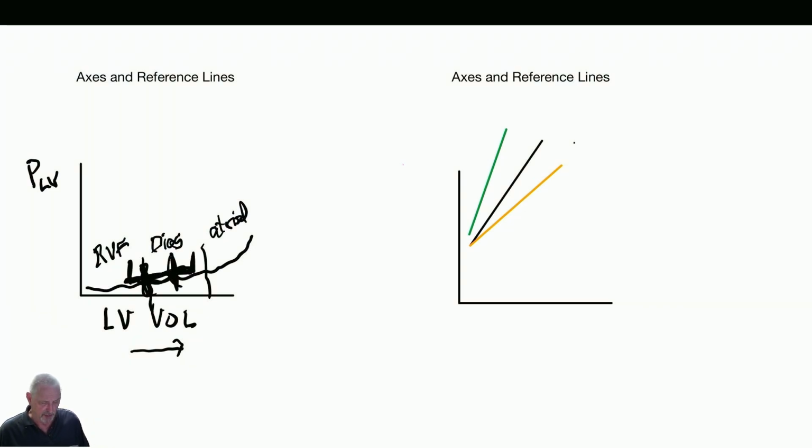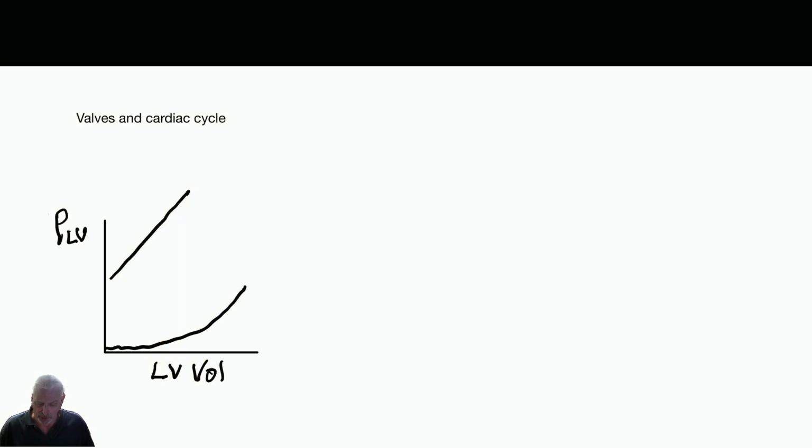And so you don't need to know exactly where this line is, but what you have to appreciate is that this is a measure of contractility, with orange being a low contractility and green being a high contractility, with the black line being normal. So the next thing that we need to do is to think about what does the pressure volume loop look like relative to these reference lines.